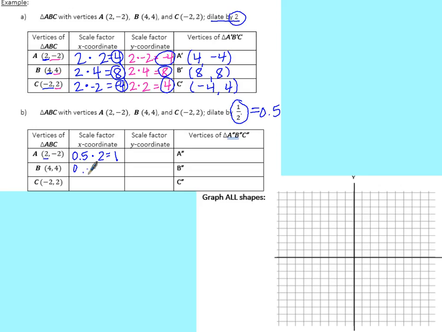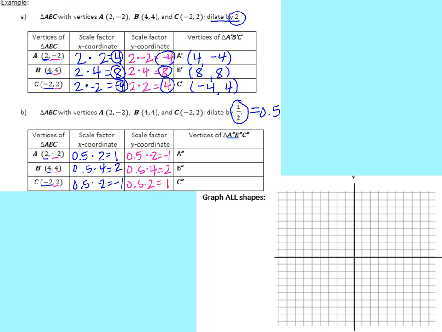And then we're going to take 0.5 times 4, that's our next x value. Half of 4 is 2. And then our last one, 0.5 times our x value of -2. Half of -2 is -1. So that takes care of our x values. Moving on to our y values, we use the same scale factor, so 0.5 times our first y value, which is -2. Half of -2 is -1. 0.5 times our next y value, which is 4, half of 4 is 2. And then 0.5 times our last y value, that's 0.5 times 2, and half of 2 is 1.